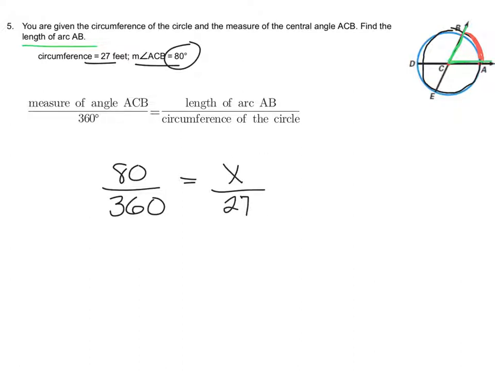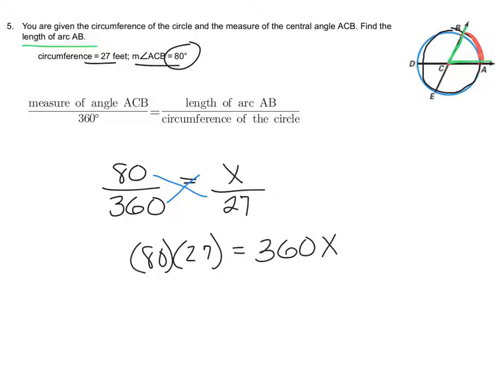In order to solve proportions, you just cross multiply. So I'm going to multiply the 80 times the 27, and then that equals the multiplication of the other diagonal, which is 360 times X. 80 times 27 is 2,160. And again, that equals 360x.